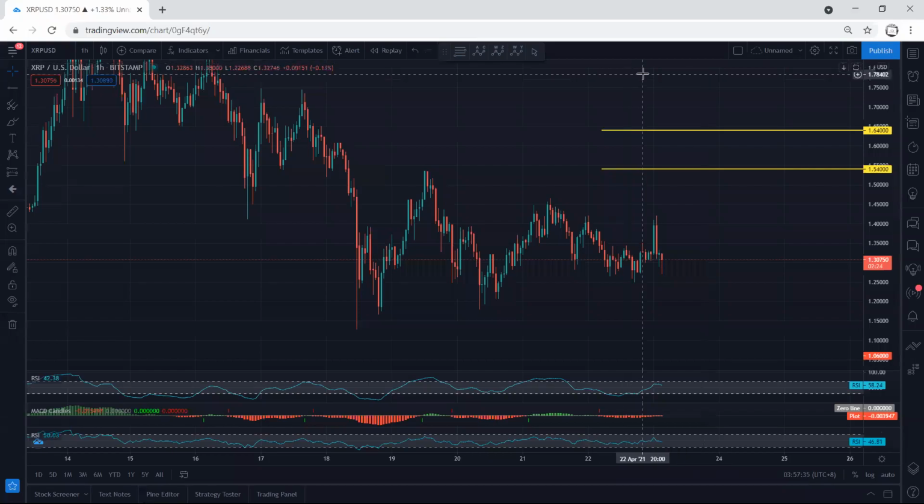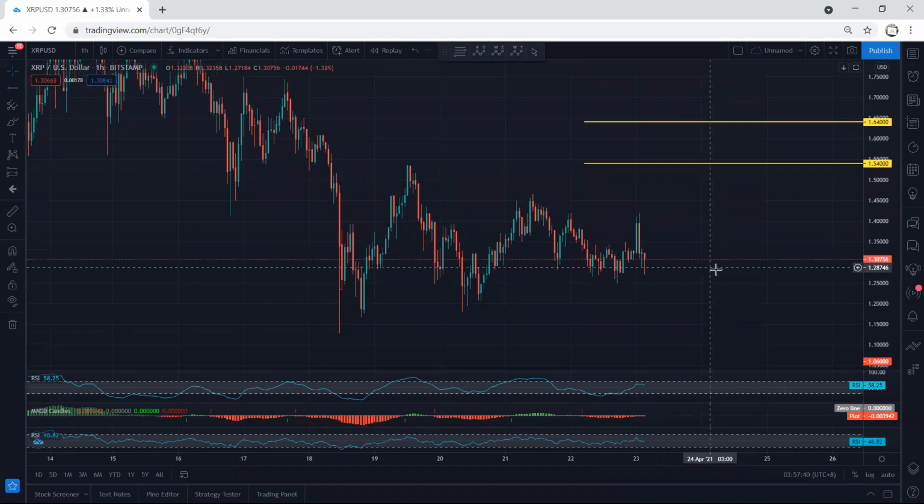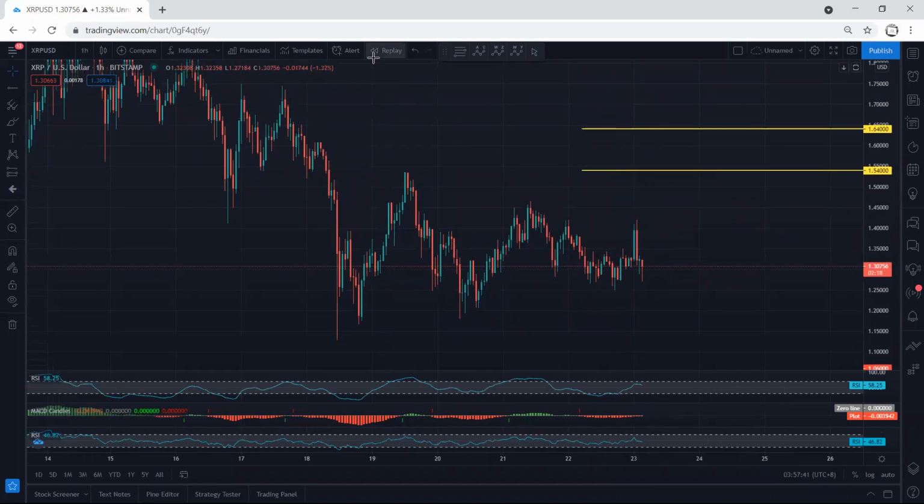XRP, we start with 1 hour chart. Okay, if we refer to our analysis, we mentioned now we can look for trade, and as we can see, still the way it is moving is really corrective. That means we didn't get the proper reversal, just a sharp move and reverse.